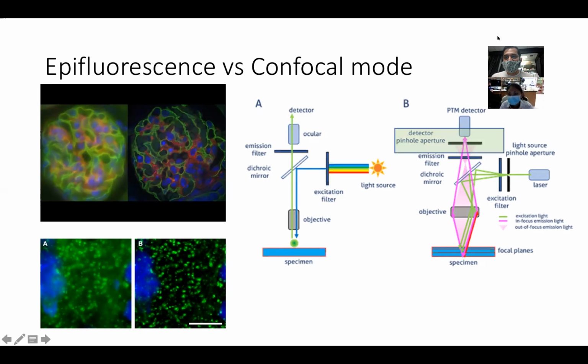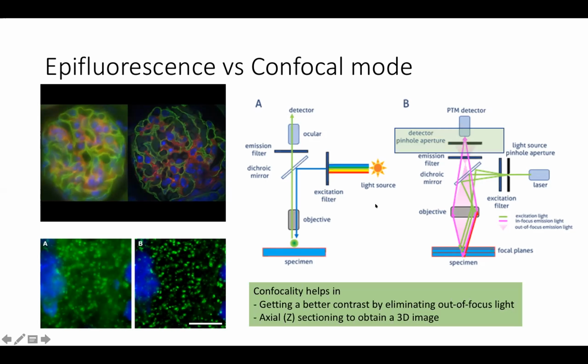So the key over here is that we are using the pinhole to eliminate out of focus light and just get the light which is in focus. In a nutshell, confocality helps in getting better contrast by eliminating out of focus light, which I think I've beaten down to death by now. And it also allows us to do something called axial or Z sectioning to obtain a nice three-dimensional image, which can be at times difficult with an epifluorescence microscope.